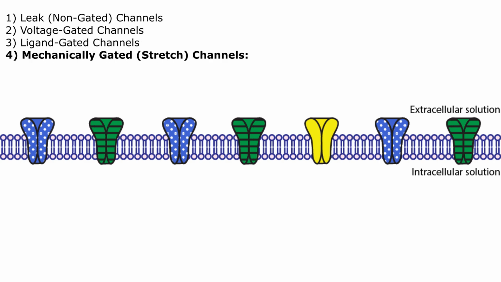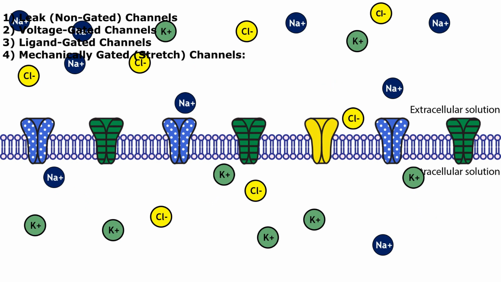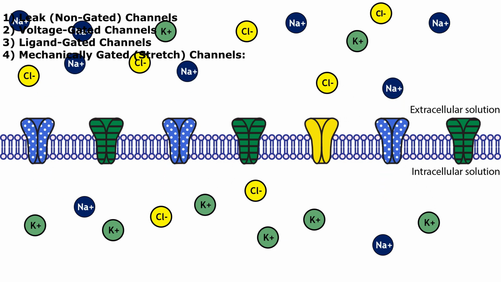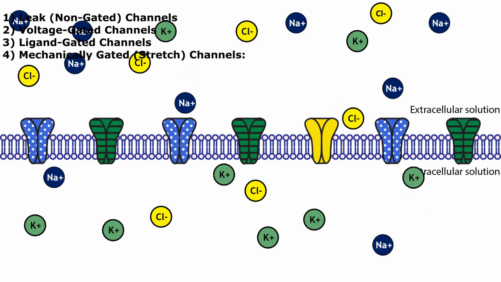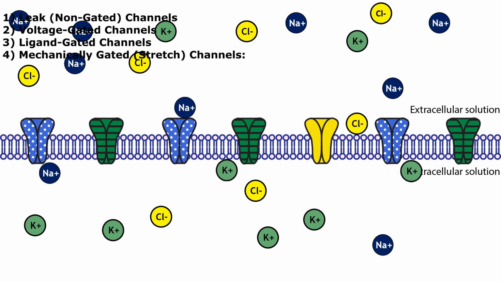And last but not least, we have the mechanically gated, or the stretch channels. Now, these are found in some sensory neurons, and they open when the membrane is physically stretched or deformed, like when you press your finger into the table, for example. Now, these channels matter because ions are charged, and they require these channels to cross the hydrophobic membrane. Now, the precise timing and selectivity of ion channel opening is what makes neuronal signaling possible.